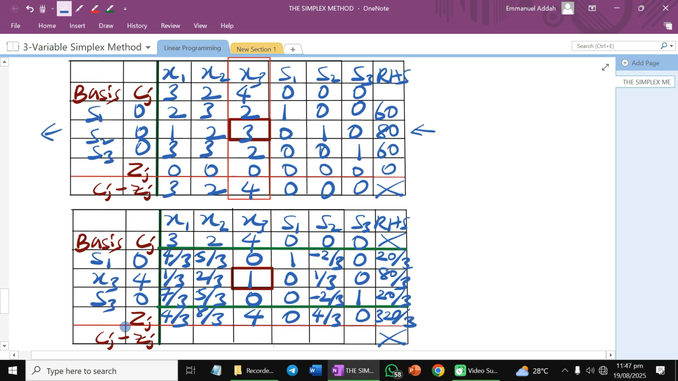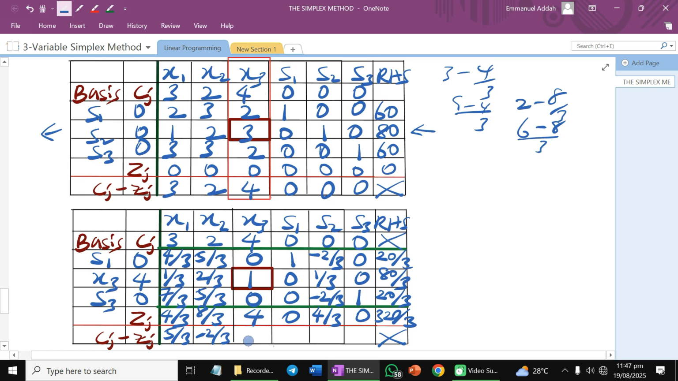Then after that, we go to the Cj minus Zj row. These are Cj. 3 minus 4 over 3. What's going to give us there? We have 3 minus 4 over 3. LCM is 3, 9 minus 4, that will be 5 over 3. The next one is 2 minus 8 over 3. That's 6 minus 8, which will give us minus 2 over 3.